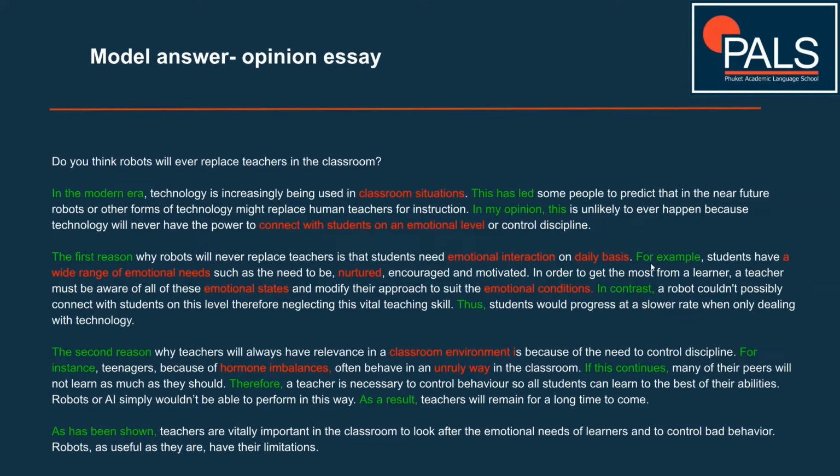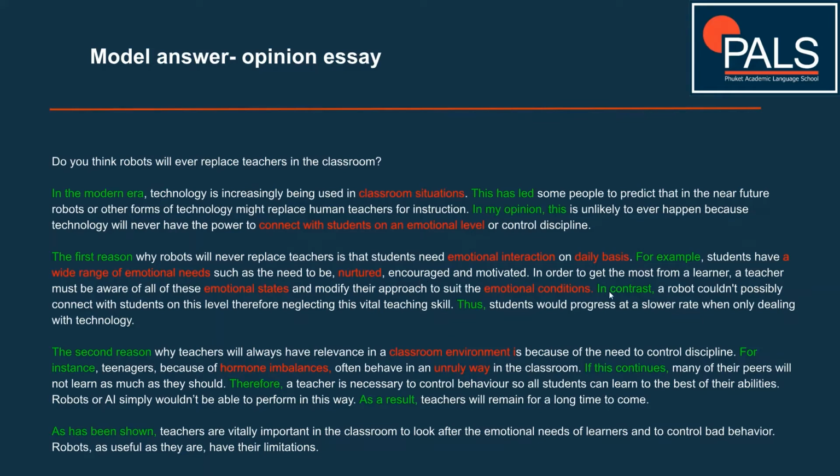Now let's develop the idea. For example, students have a wide range of emotional needs, such as the need to be nurtured, encouraged, and motivated. In order to get the most from a learner, a teacher must be aware of all these emotional states and modify their approach to suit the emotional conditions. So you can see there with our, for example, linking word, we have just developed the idea here. We've developed it, fleshed it out, and made our argument seem more believable.